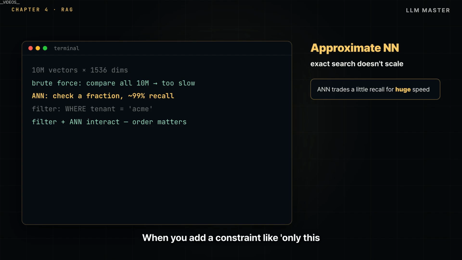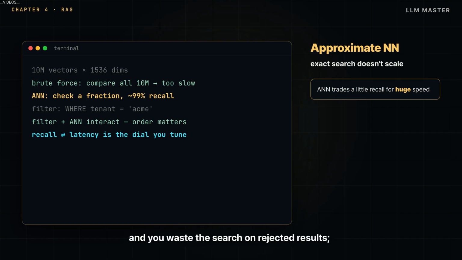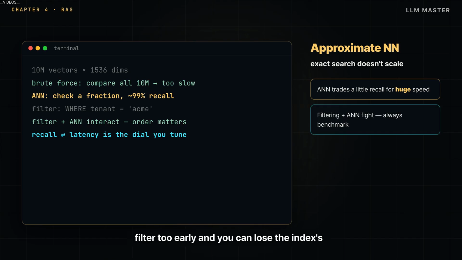One trap that surprises people: filtering. When you add a constraint like only this tenant's documents, the filter and the ANN index can fight each other. Filter too late, and you waste the search on rejected results. Filter too early, and you can lose the index's speed. Metadata filtering with ANN is genuinely hard, so always benchmark it on your real data.